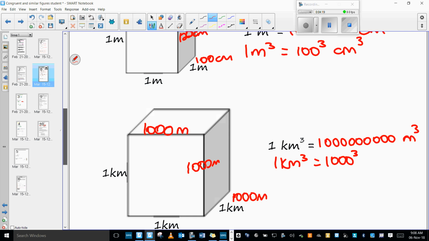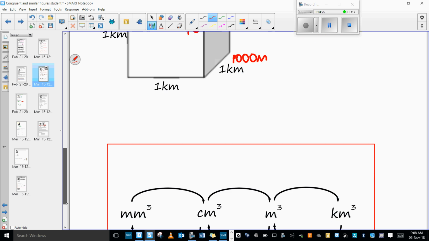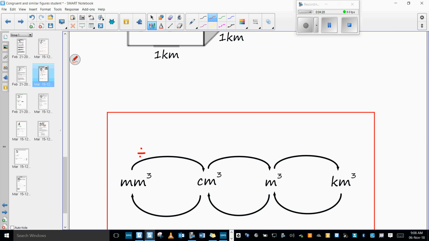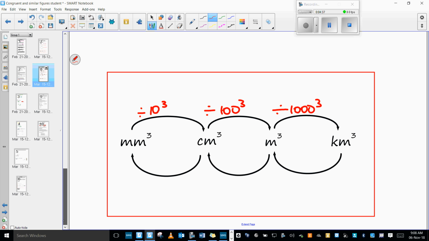Okay. And our chart for volume is divided by 10 cubed, divided by 100 cubed, divided by 1,000 cubed. Multiply by 10 cubed, multiply by 100 cubed, multiply by 1,000 cubed. Easy peasy, lemon squeezy. Alright? So check the kind of units you're looking at, and obviously you divide or multiply by those numbers. Excellent.